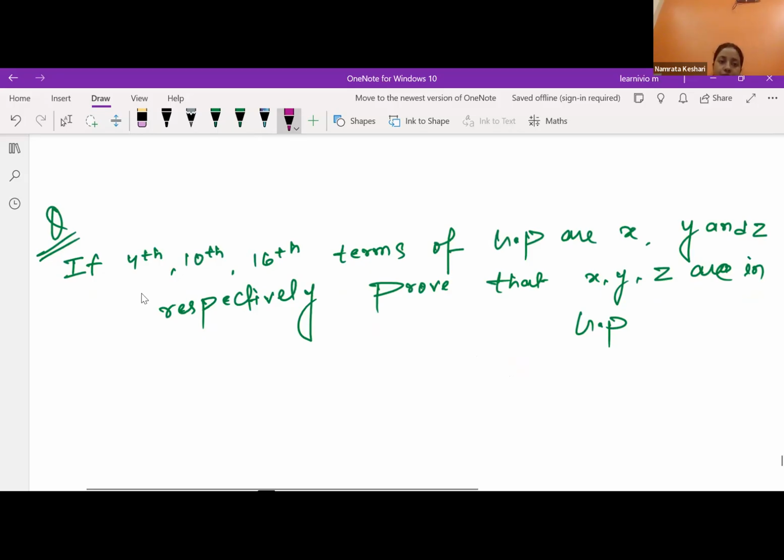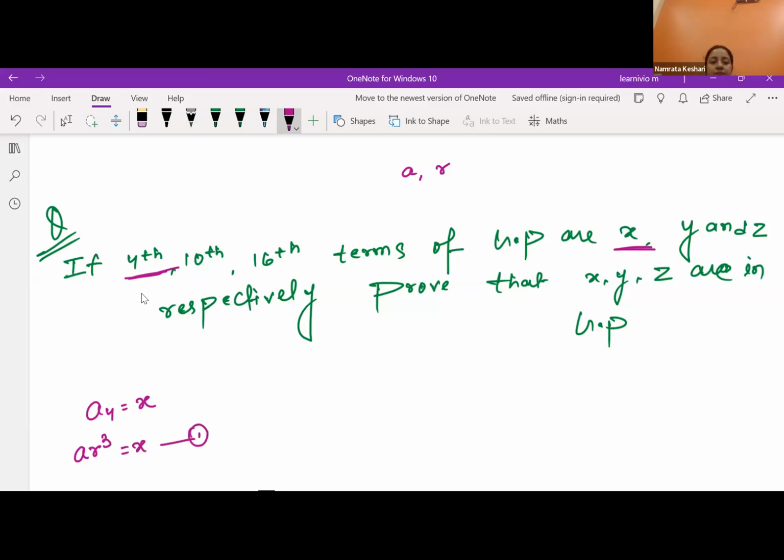Fourth term is X. So A4, that is X. If we have to find the fourth term by using the nth term formula, it will be A r to the power n minus 1. A is given? No. Common ratio is given? No. So we will assume that the first term is small a, and the common ratio is r only. The fourth term will be A r to the power 4 minus 1, that is 3. That is x. Getting it?